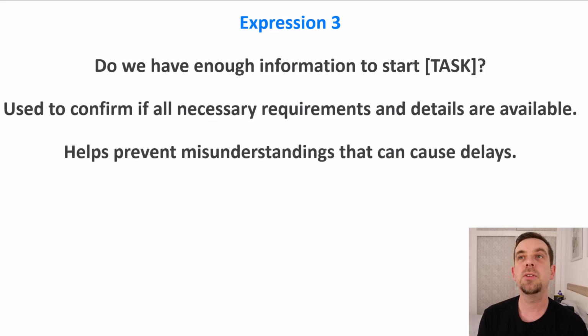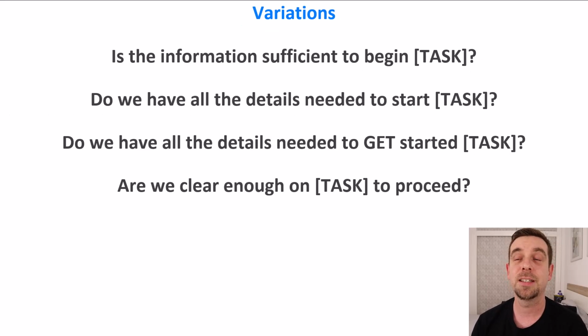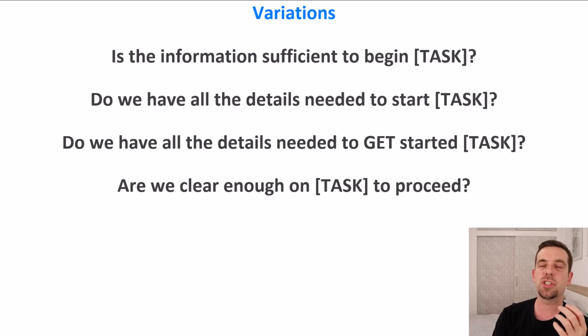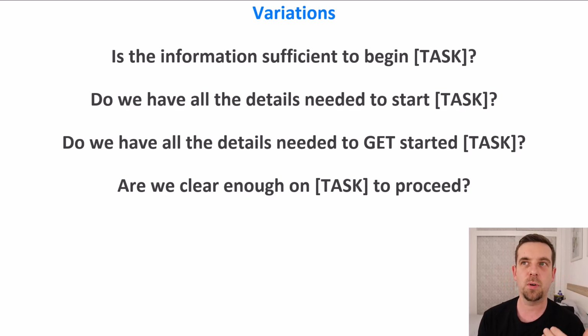Expression 3. Do we have enough information to start the task? This is used to confirm if you have all the necessary requirements and details, information, and to help prevent misunderstandings. So again, variations of this expression. Is the information sufficient to begin the task? Do we have all the details needed to start the task? Do we have all the details needed to get started? That's another variation, like to start and then to get started. Are we clear enough on the task to proceed?